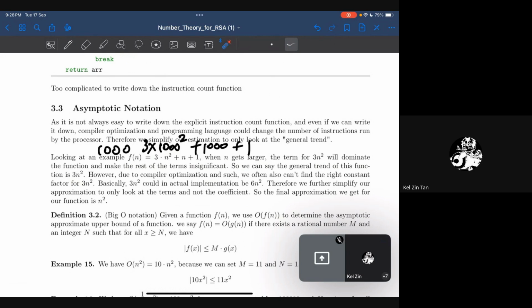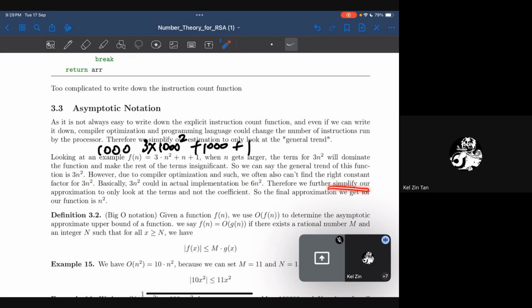However, due to compiler optimization, we can't really find the right constant factor for 3n squared. Basically, although we count the number of lines as 3n squared in Python, when we compile it into machine language it could be 6n squared operations. Maybe one loop will have some add operations and then some jump operations and so on. So in practice it could be much larger or lower than what we thought. So this 3 and 6 is very hard to actually decide on in an actual application.